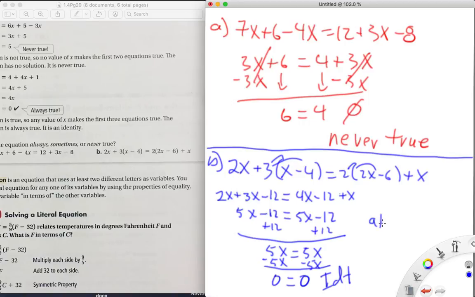No matter what x I put in here, I could put in 1, 4, 20, 100, a million, 1,000, negative 5. Whatever x I put in here, both sides will always be true. And that's the situation if we think about the lines, where the lines are right on top of each other. They're the same line.